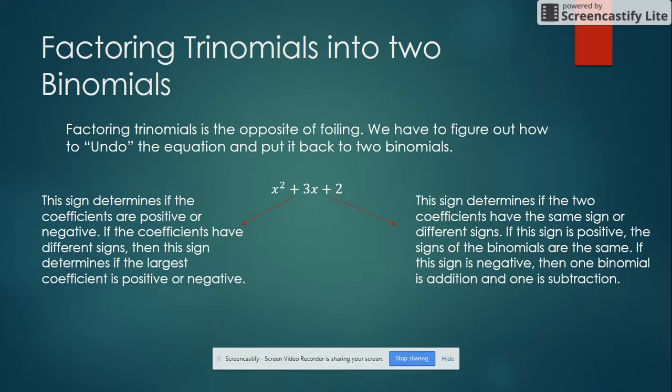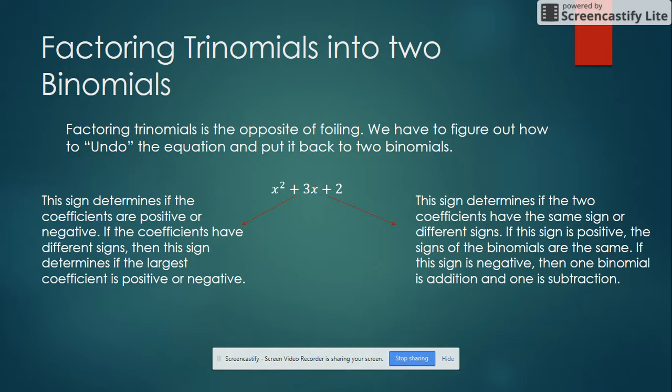Then we look at our first sign. If our second sign is positive and they are both the same, and our first sign is positive, then both coefficients in the binomials have positive signs. If the first sign is negative and the second sign is positive, then the binomials have negative signs.